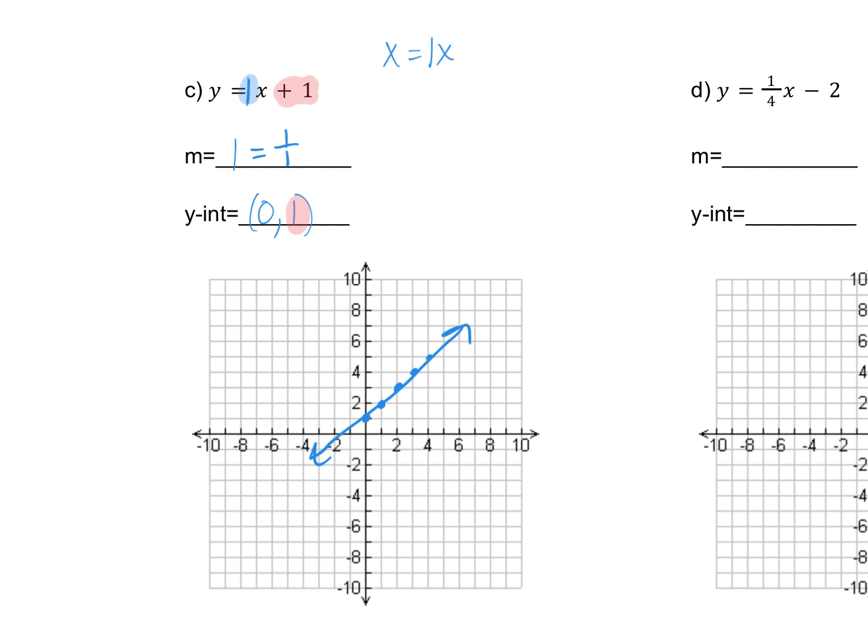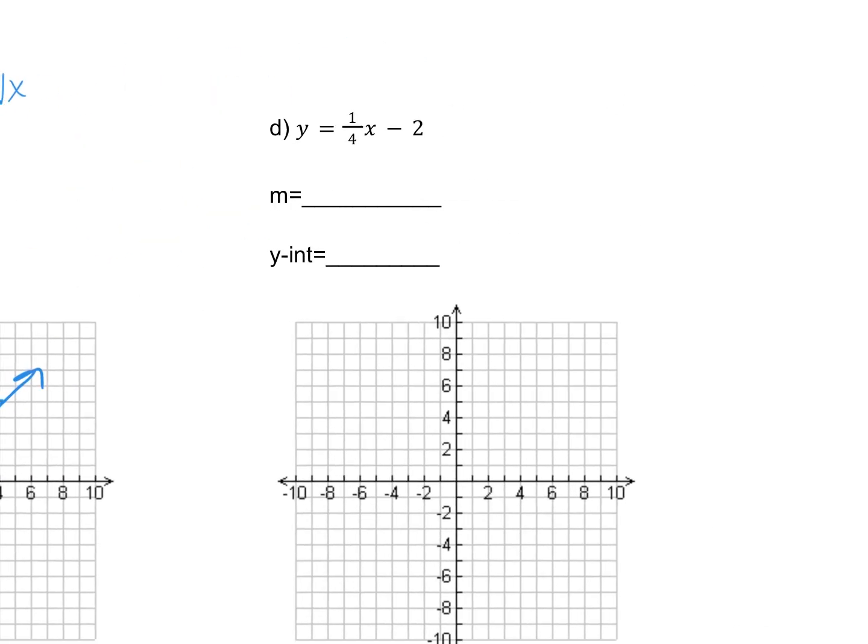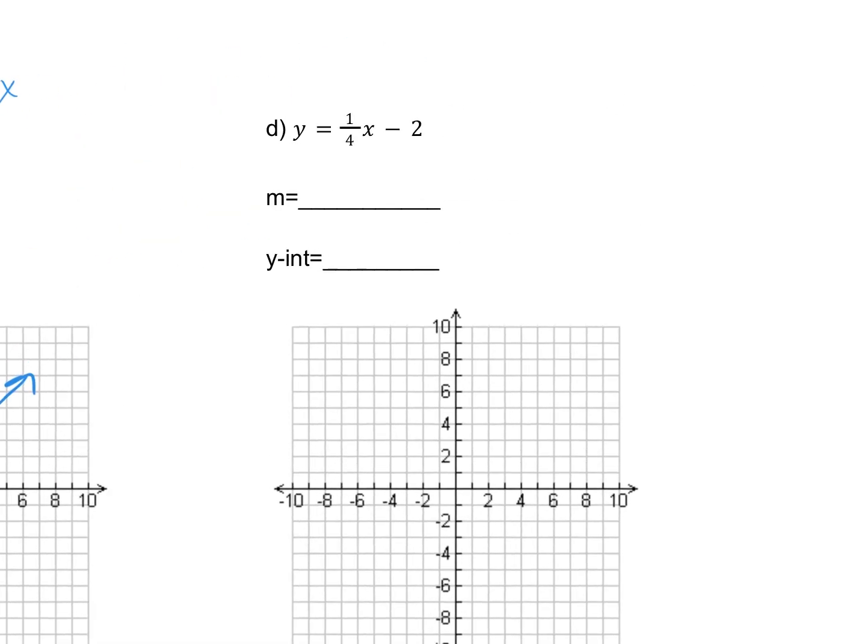And there it is. All right, next one. Pause this video and try it by yourself. Okay, so we've got, if you paused it, great. If not, here we go. So your slope is 1/4. Your y-intercept is 0, -2.